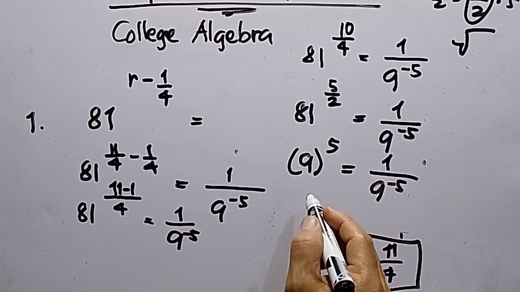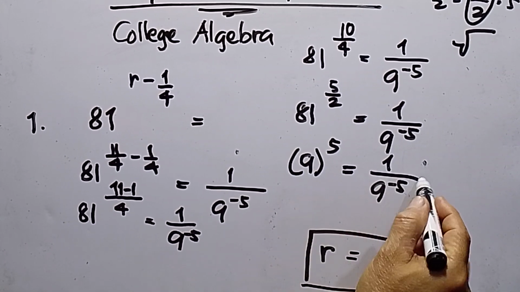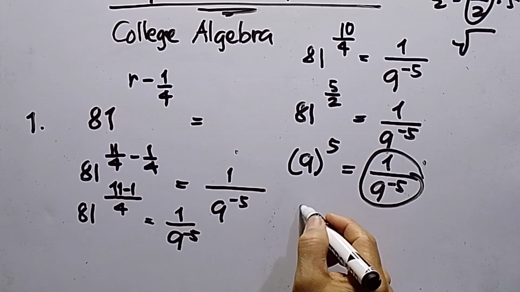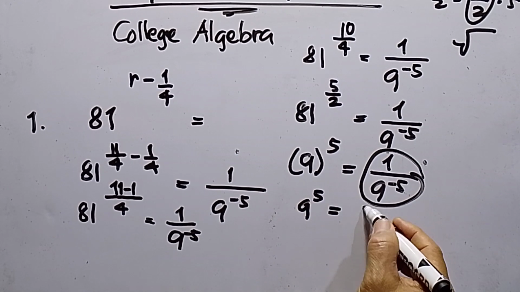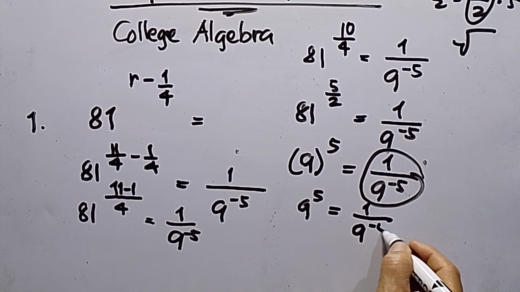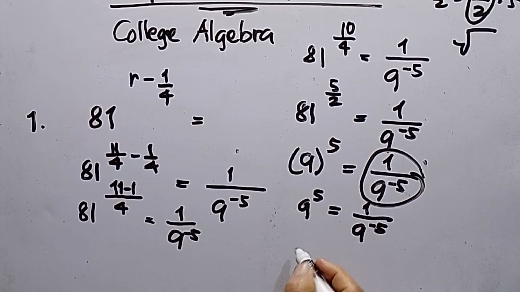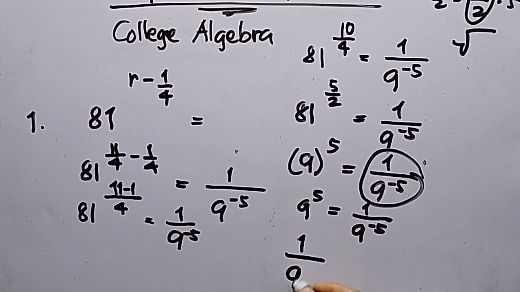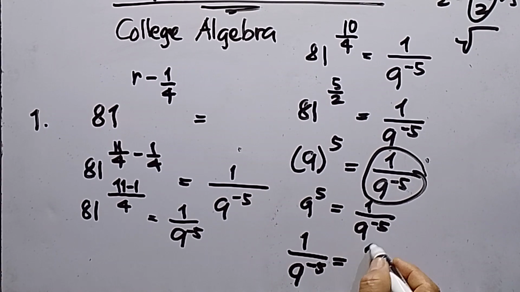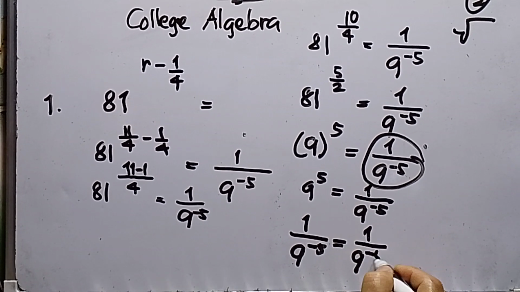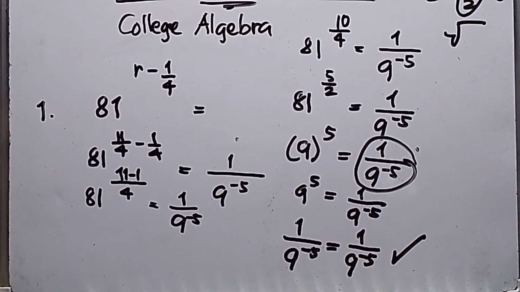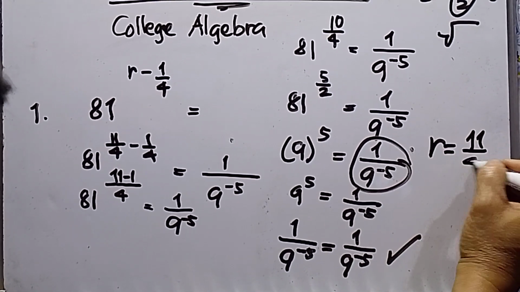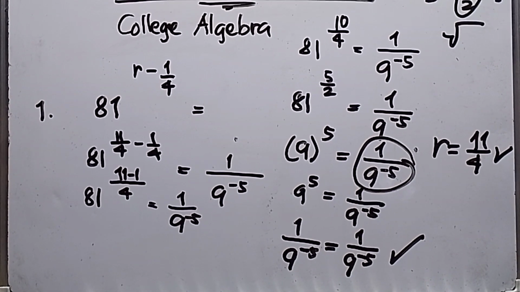So in this case, I can make the left side 9 raised to 5 is equal to 1 over 9 raised to the negative 5. If I apply index laws or law of exponents, this will be 1 over 9 raised to the negative 5 is equal to 1 over 9 raised to the negative 5. So they are equal. So meaning my r, which is 11 over 4, is absolutely correct. And that's all.